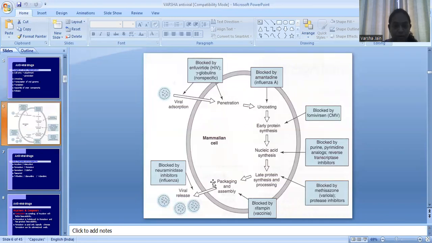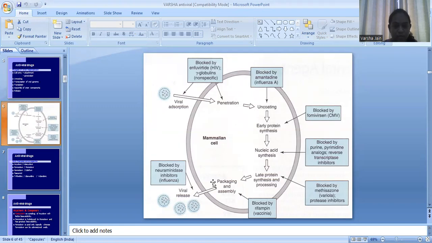Enfuvirtide blocks non-specific viral absorption. It starts with viral absorption, then penetration, followed by uncoating, which may be blocked by amantadine. These are the drugs. Once it is uncoated, there is early protein synthesis, then nucleic acid synthesis, followed by late protein synthesis and processing, and packaging and assembly for viral release. So this is about the viral cycle.